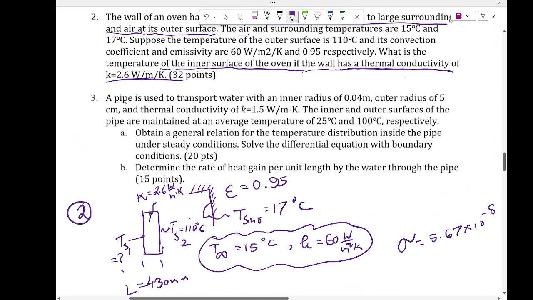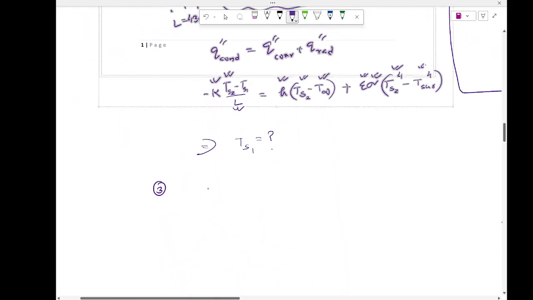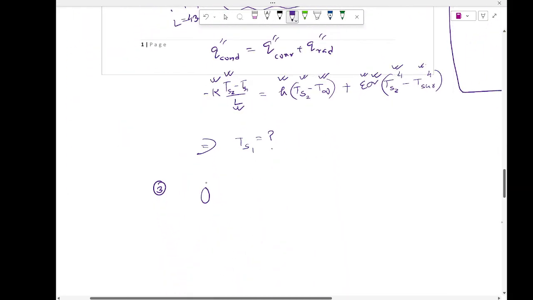Okay, so a pipe is used to transport water, with an inner radius of 0.04 meter and an outer radius of 5 centimeter. So there is this pipe. Let me draw that pipe, otherwise you're going to lose the thought process here. And this pipe does have a thickness.